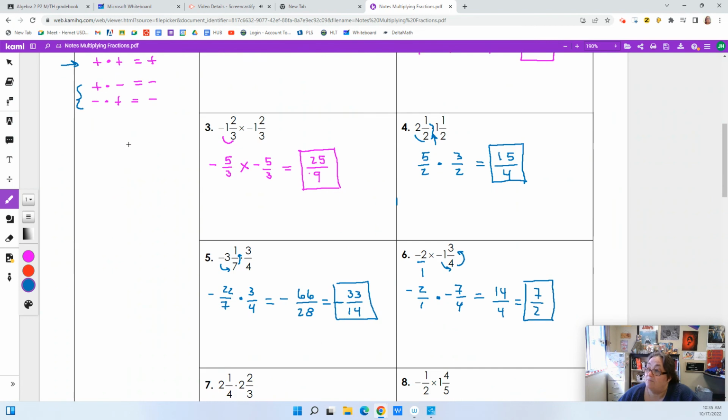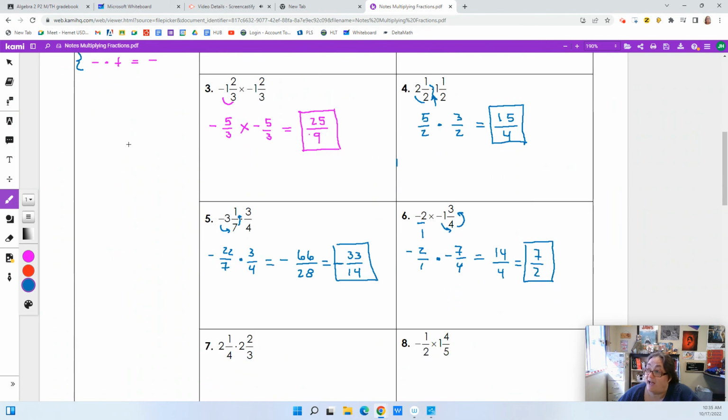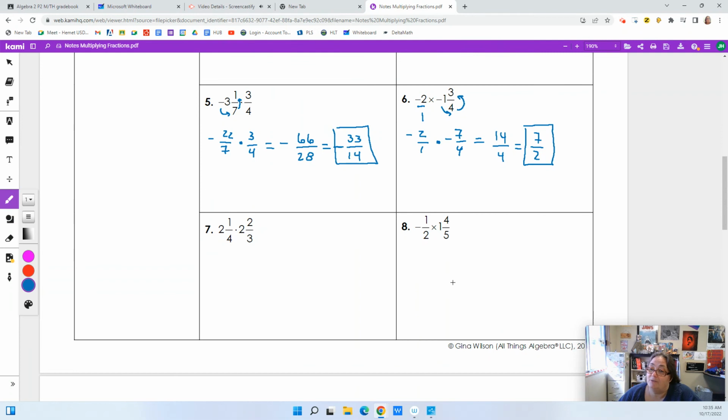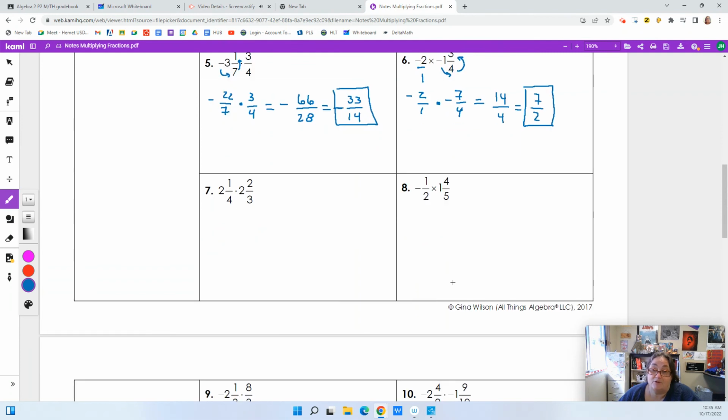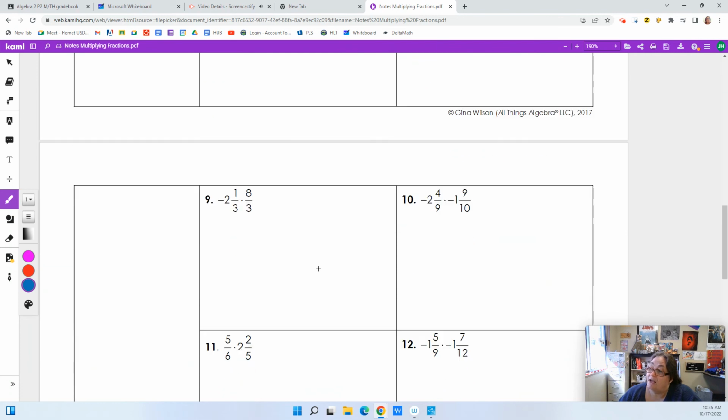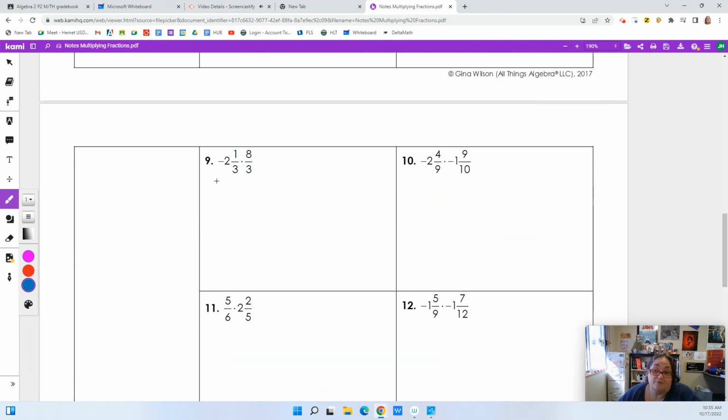So you could tell just by looking at the problems, right? Here on number 7, they're both positive, so we're going to have a positive answer. On number 8, only one of them's negative, so we're going to have a negative answer. Now I'm going to scroll down to the other sheet. We're not going to do all the problems. We're just going to determine if they're positive or negative. For number 9, negative answer, right? Because only one of them is negative. Number 10, negative answer, because only one is negative.